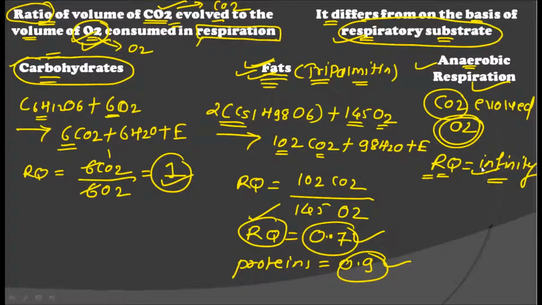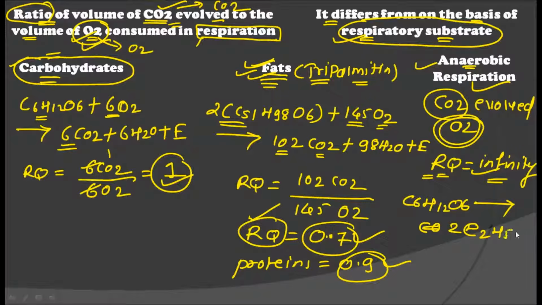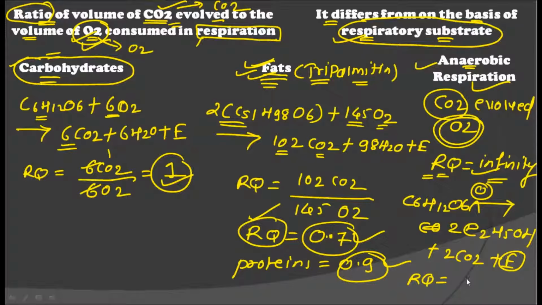So the respiratory quotient for the anaerobic respiration is always infinity. Alright. Now let's take the reaction of anaerobic respiration in which we have C6H12O6, which directly gives two molecules of C2H5OH plus two molecules of CO2 and energy. This reaction does not require any oxygen molecule. So during the calculation of respiratory quotient, we have here two molecules of CO2 but zero oxygen molecules. So it will equal infinity.